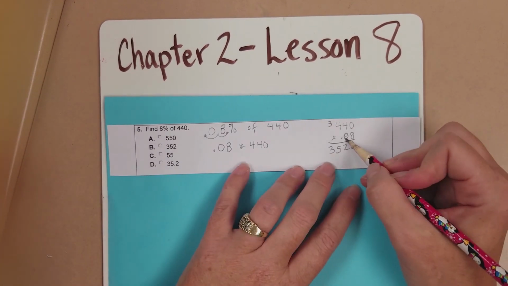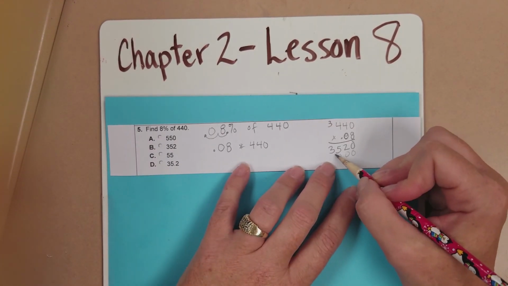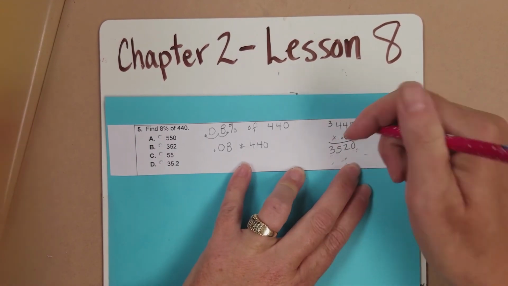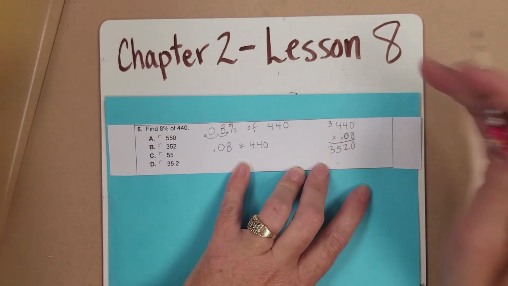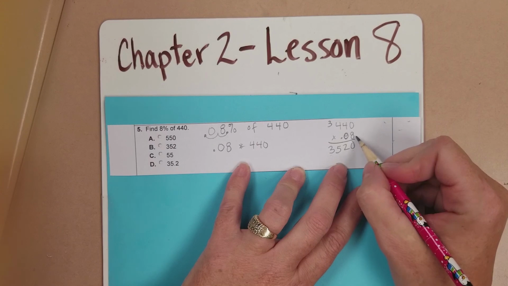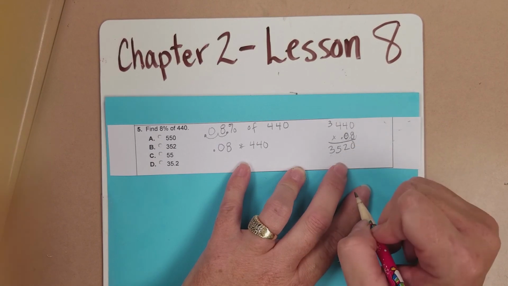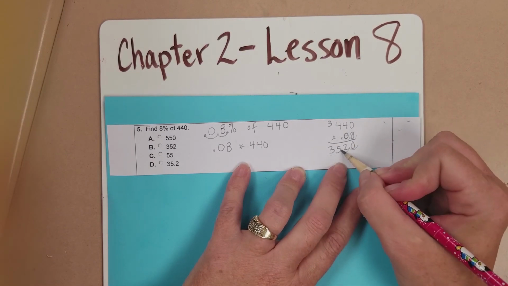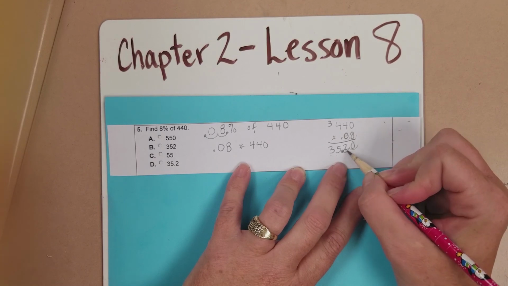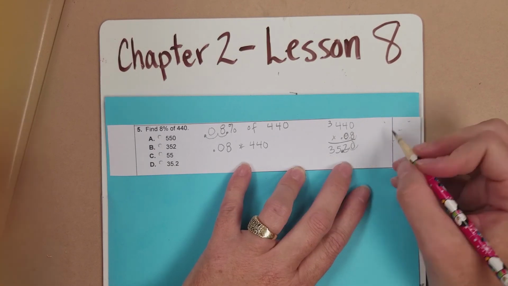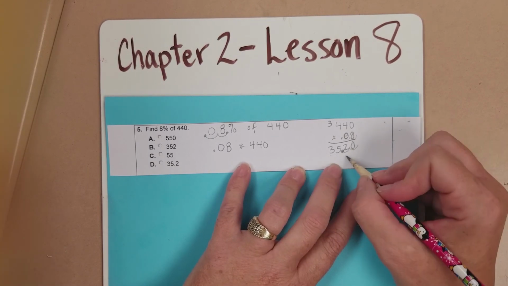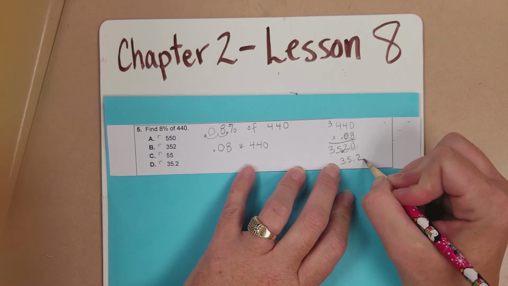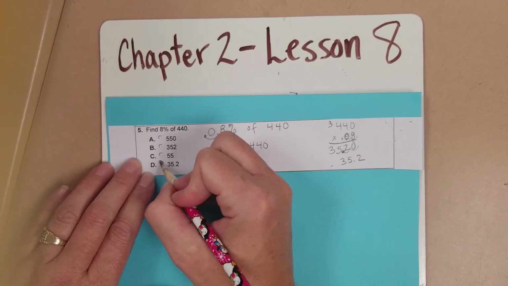Now, because I'm multiplying 0 times 0, I mean, you could put zeros here, but it's really not necessary because there's no additional numbers to multiply by. Now, there are 2 decimal places in your problem. You should have 2 in your answer. 35 and 20 hundredths, which, as we know, can change into 35.2. Which is D.